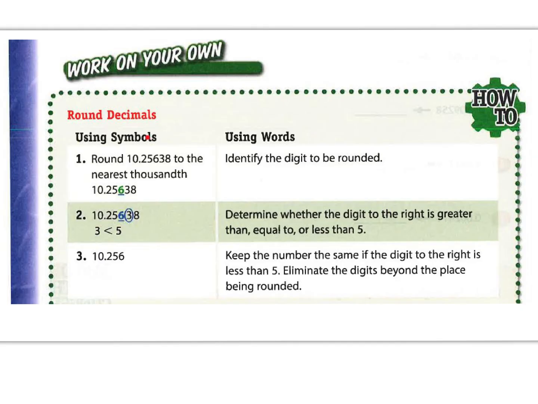All right, this says using or rounding decimals, use symbols. So we're going to round 10.25638 to the nearest thousandth. The thousandth is the 6, so you identify the digit to be rounded. Then you determine whether the digit to the right is greater than, equal to, or less than 5. Well, 3 is less than 5. Then it says keep the number the same if the digit to the right is less than 5. It stays. Eliminate the digits beyond the place value being rounded. You can add those zeros if you want, but you do not need all those zeros.